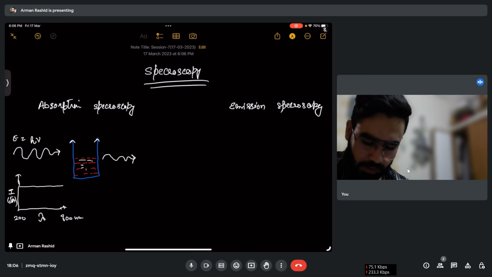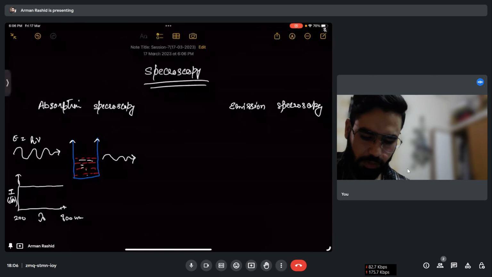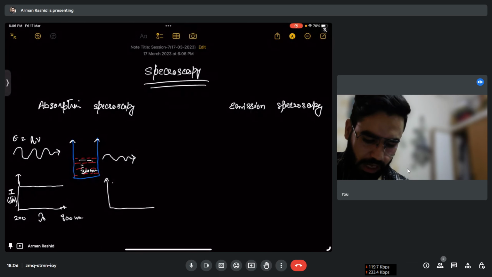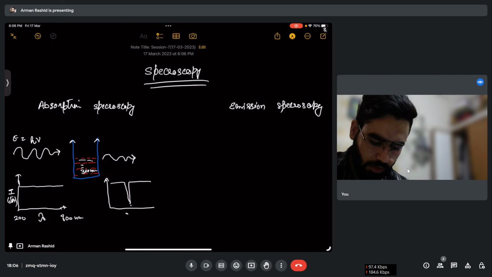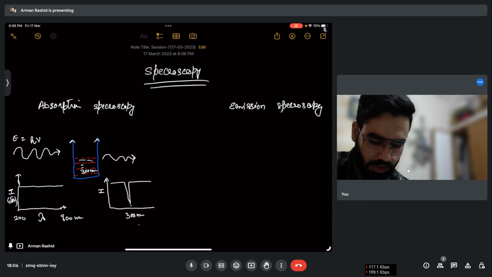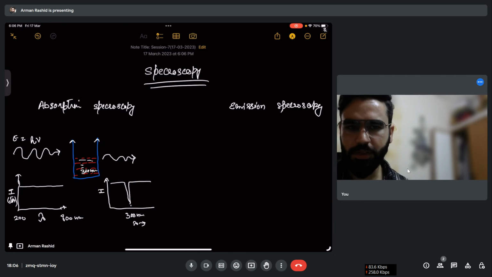Then what will happen is some of the energy is absorbed by the substrate. For example, this absorbs around 300 nanometers. Once we get a spectra, we will have something called absorption spectroscopy. So this is 300 nanometers. That means this 300 nanometers light is actually absorbed by the substrate, and this spectra is called an absorption spectroscopy.